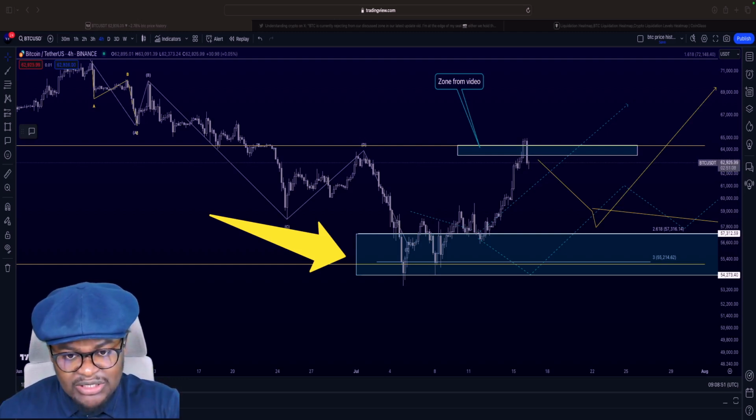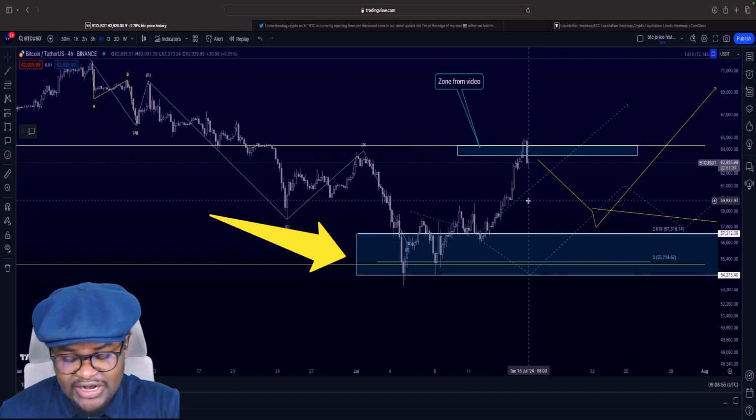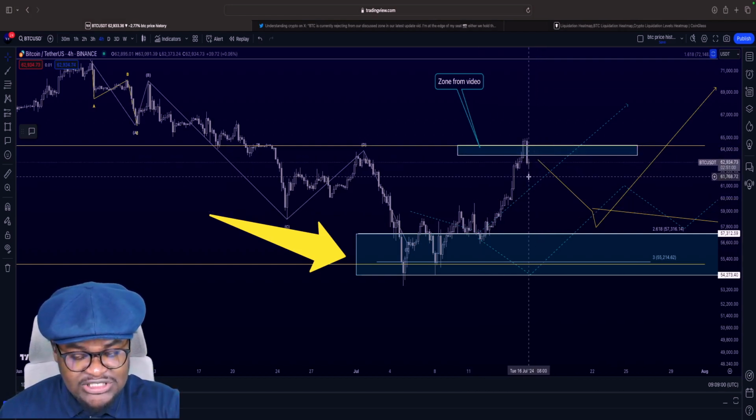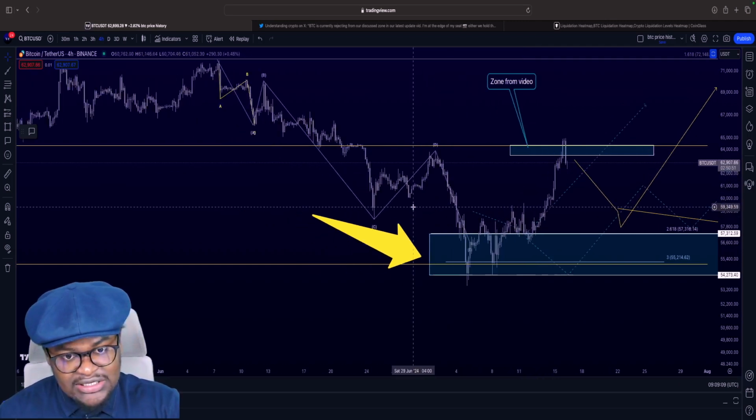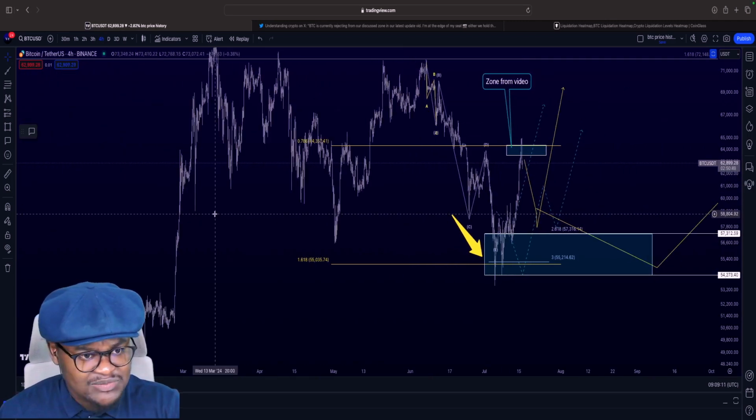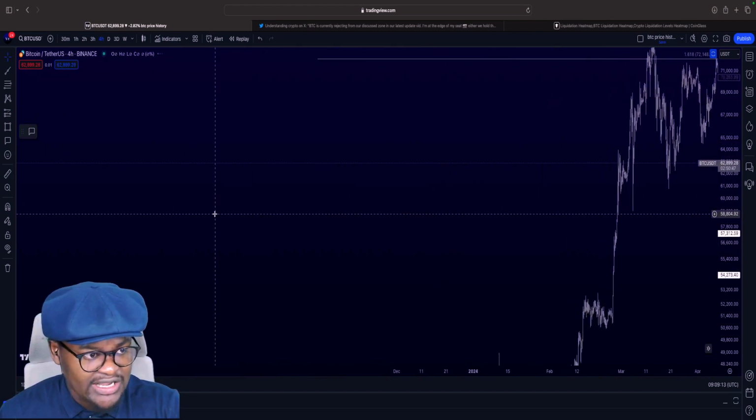Yesterday we spoke about Mr. Bitcoin coming up to this zone right here, which it has rightfully done, and we are currently witnessing some type of rejection. However, there is some data right there that I wanted to bring to your attention. So let me just briefly explain this in some other slide right here.